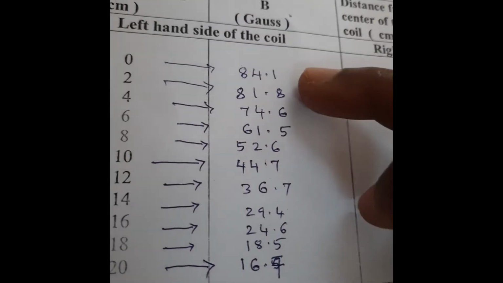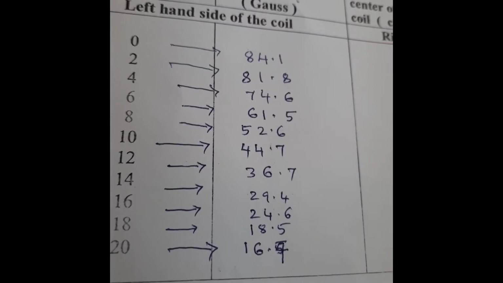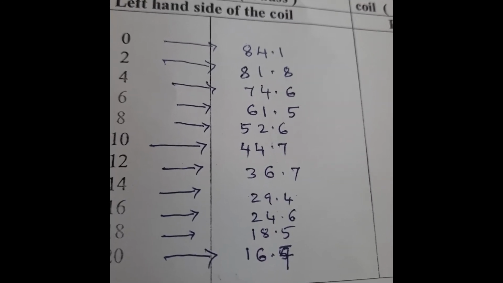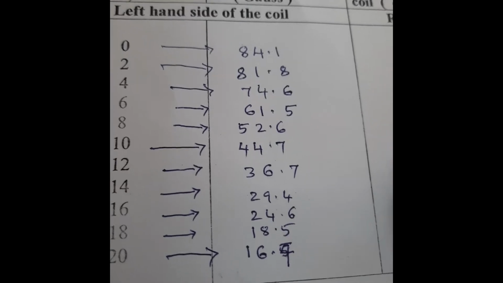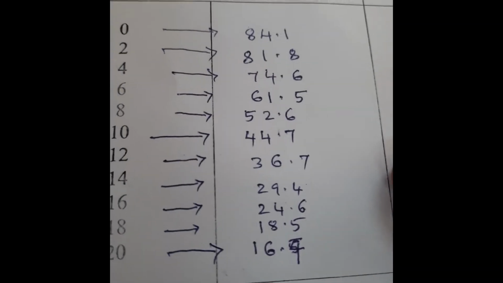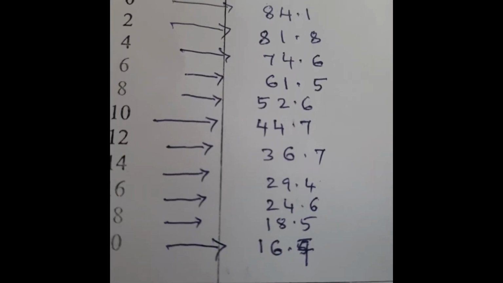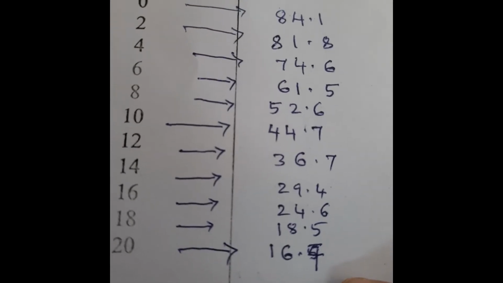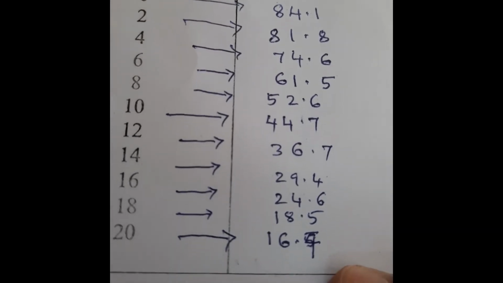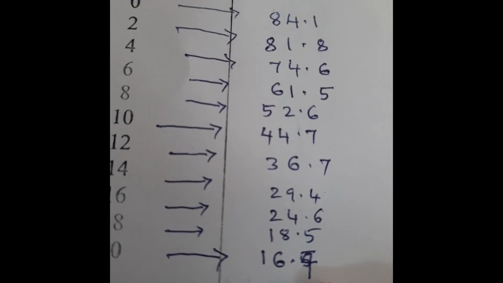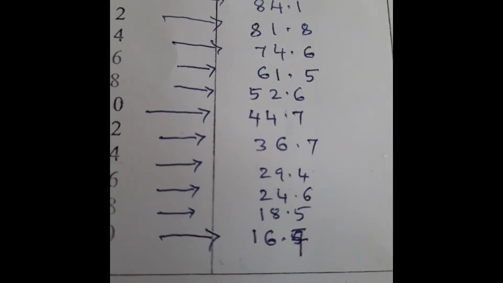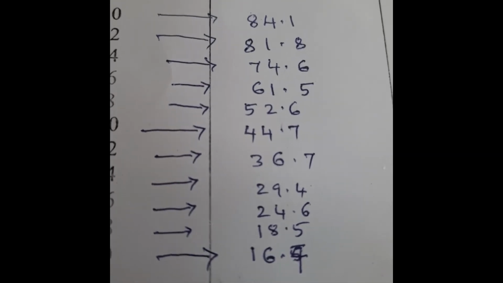The remaining readings were already entered. I have conducted the experiment starting from 0: it is 84.1, and then 81.8 for 2 centimeters. If we move the search coil in steps of 2 centimeters, the readings will come as shown in this tabular column. For 20 centimeters from the center O, it is observed to be 16.4. These are the values we record towards the left side from the center O.